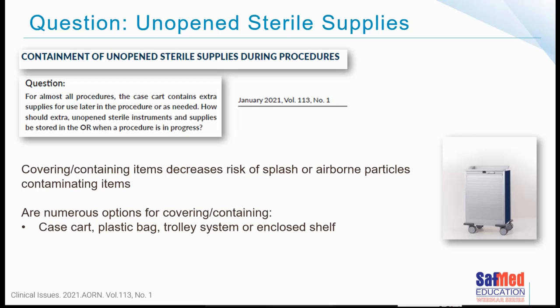They begin by acknowledging in the paper that, quite obviously, covering or containing items decreases the risk of splash or airborne particles and those kind of things contaminating all of our sterile items in the operating room. They then say there are numerous options for covering or containing our sterile items, and they include case carts, plastic bags, a trolley system, or some form of enclosed shelving.